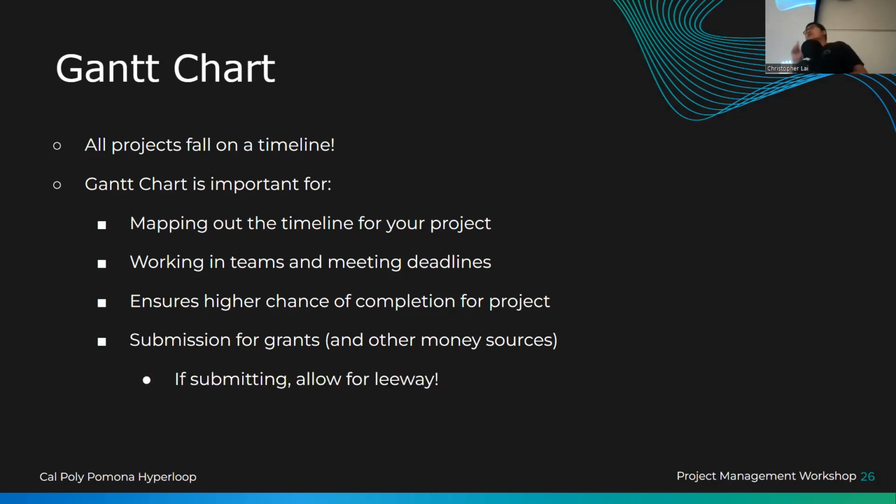And again, allow for leeway. Again, things might go wrong. So if something explodes and you have to replace it, you have to make sure there's something on your Gantt chart that allows for that extra time for you to get that part and replace it. Otherwise, if you're just doing everything on a very strict deadline, you're never going to get it complete.